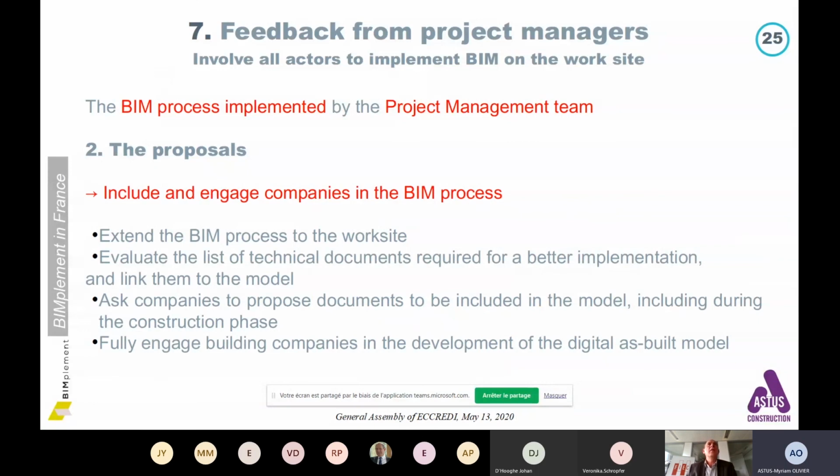model by the operator. And another element is, as we have seen, to include documents into the BIM model for companies to use it much more easily. Accept to have exchange between designers and companies to establish a list of documents to be linked, and propose the means for the companies to participate in the as-built model also.